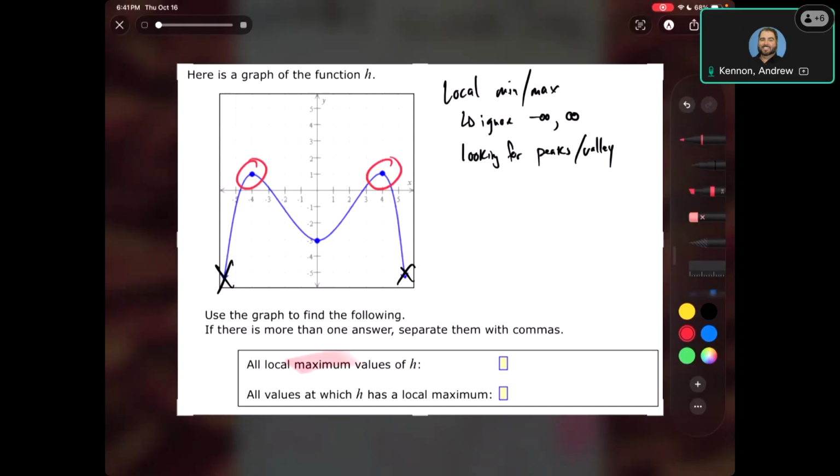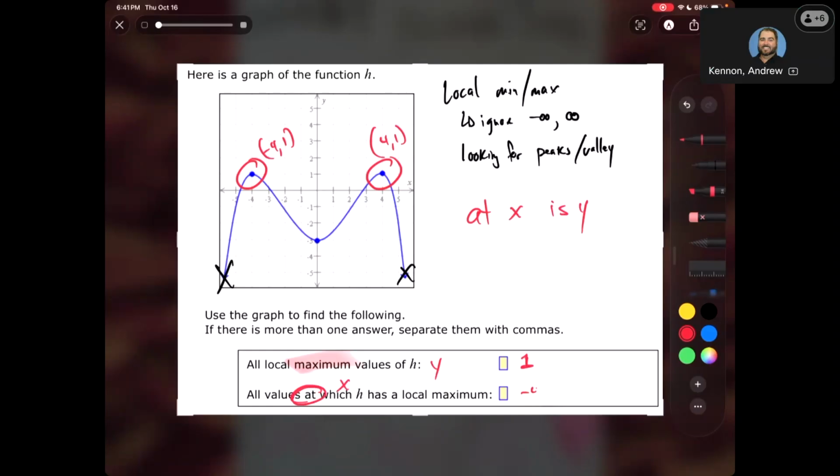It's kind of like if you run a business, like when profit goes up, all of a sudden you want to see where and what and why. So this point is -4, 1, and this point is 4, 1. Your x tells you where it's at, and your y tells you what it is. So for all local maximum values of h, this is my y value. It's just going to be 1 because they're both 1. This one says at, so I use x, and it's going to be 1 at -4 and +4.